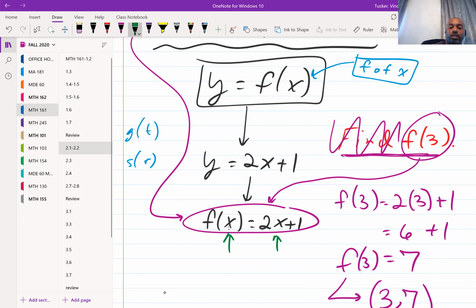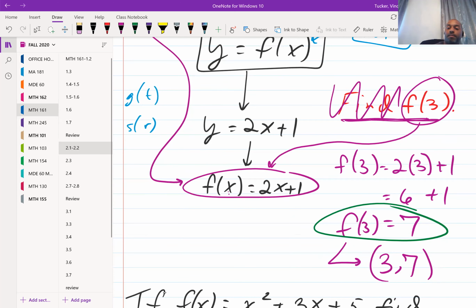And so that's all it is. It's just instructions on what to do if you want to figure out what the outcome would be if you were to plug in a certain number. So that's what I did right here, plugging in 3 into the function. That's 2 times 3 plus 1. 2 times 3 is 6. 6 plus 1 is 7. So f of 3 is equal to 7.